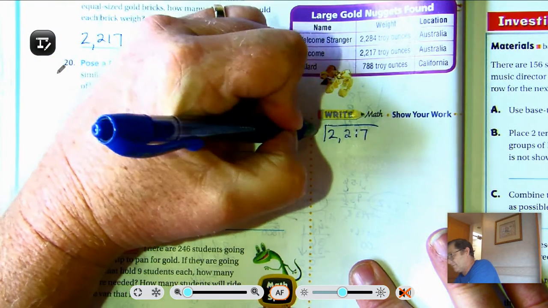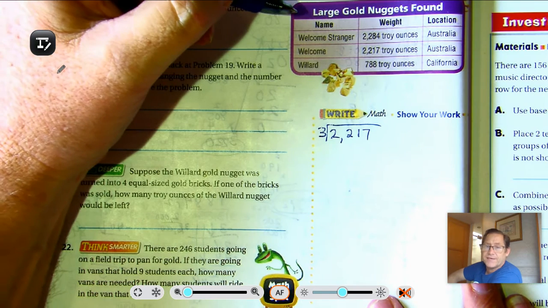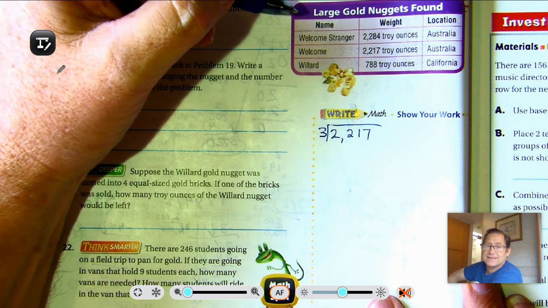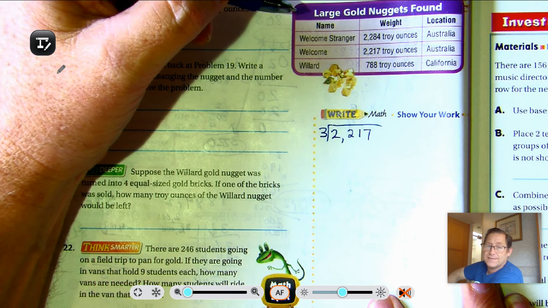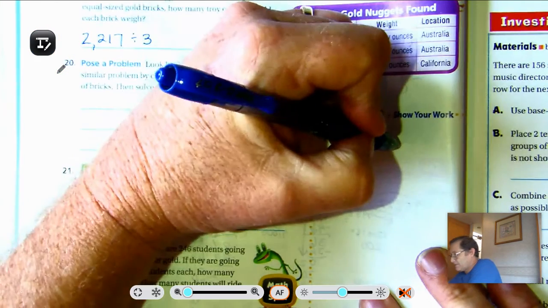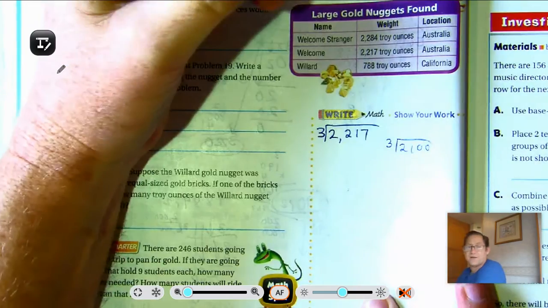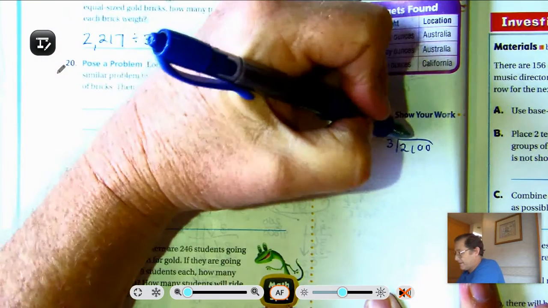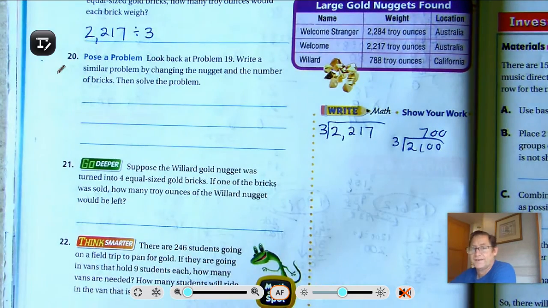2,217 divided by 3. Well, let's see the multiples of 3. 3, 6, 9, 12, 18, 21, 24. So I'm going to change this to 2,100 and divide by 3. 2,100 divided by 3 is 700. So about 700 troy ounces per brick.